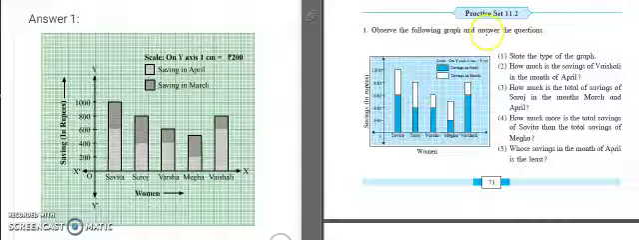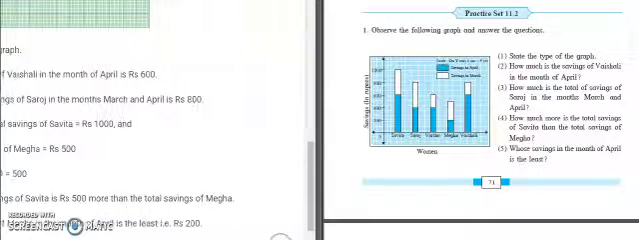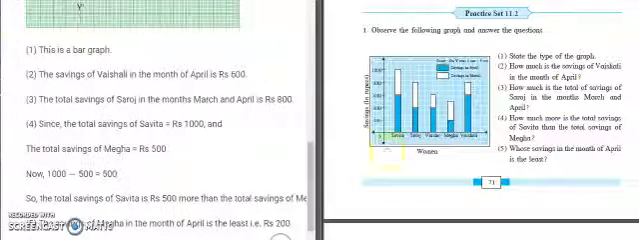Observe the following graph and answer the questions. Here you have a graph and you have to answer these questions from this graph by observing this graph. So let us see what is given in the graph, and according to that what are the questions and what will be the answer for those graph.